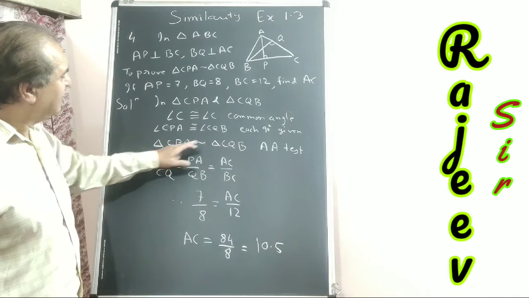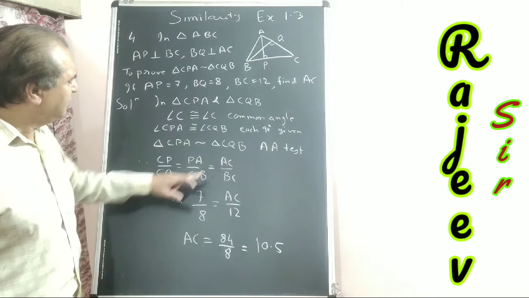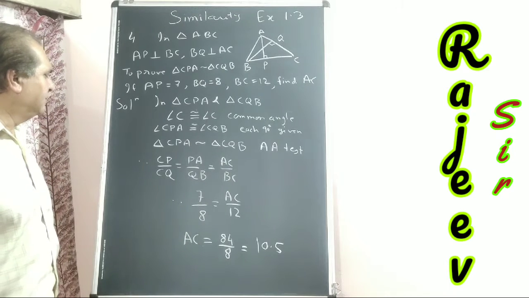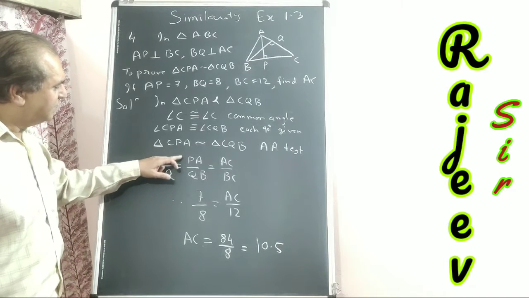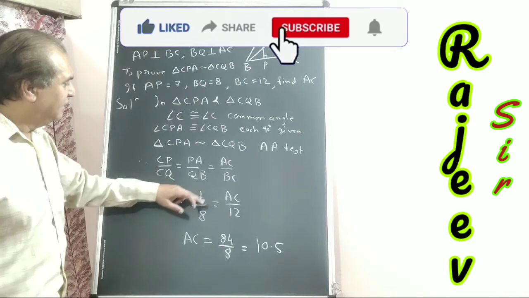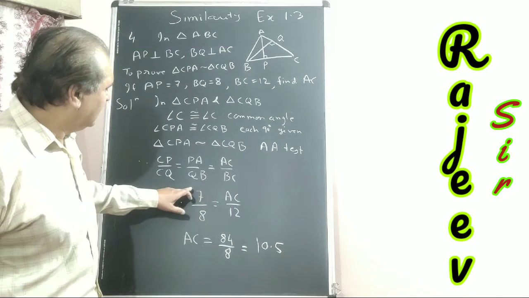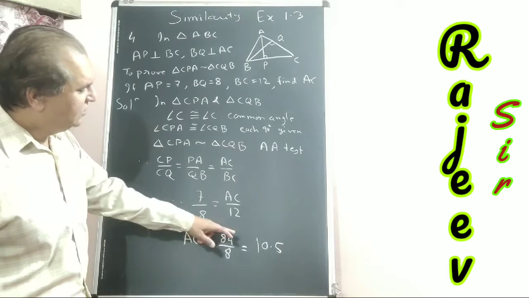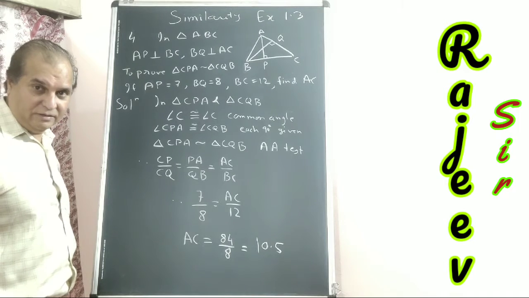If triangles are similar, just take the ratio CP upon CQ, PA upon QB, AC upon BC. CP and CQ you don't want, let it be. So PA upon QB, PA is 7, QB is 8, 7 upon 8 is equal to AC, which is asked, upon BC, which is 12. So AC is equal to 12 into 7, 84 upon 8. Divide, and you will get the answer as 10.5. So simple.